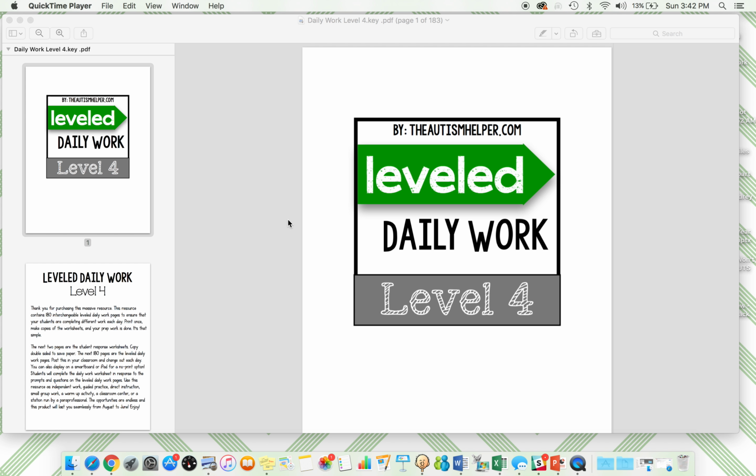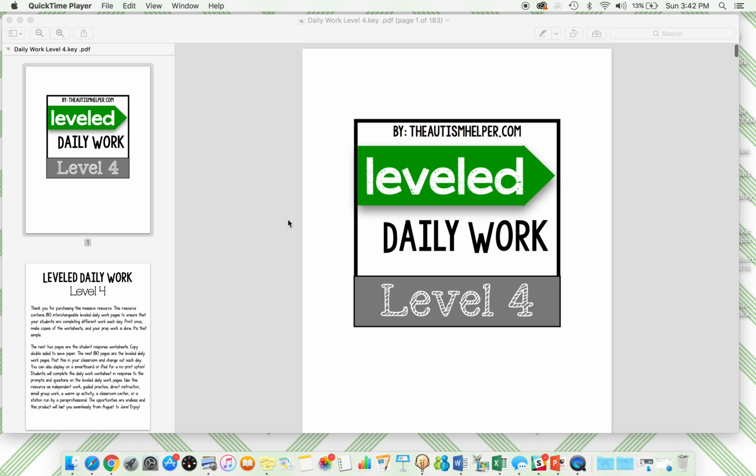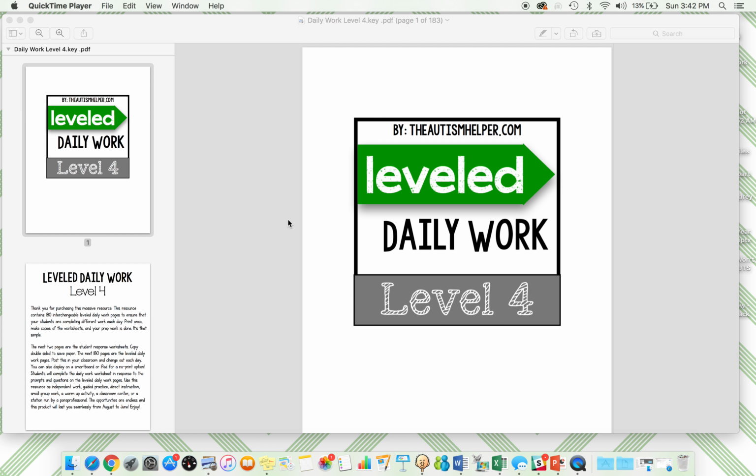So if you're familiar with the other Level Daily Works, it's set up in the same system, just with different content. If you're not familiar, I'll give you a quick rundown on how it's set up. So this can be utilized as a daily bell ringer, an independent center, a paraprofessional run center. It's great because it's set up for the whole year.